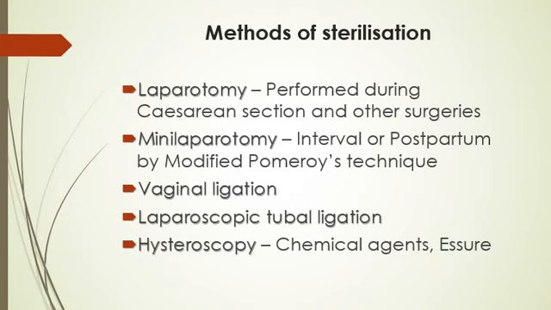Vaginal ligation also can be done, however it is not being done nowadays. Then laparoscopic tubal ligation has become quite popular during the past few years. And another method of doing sterilization is hysteroscopy, either through chemical agents or a method called ESSURE.